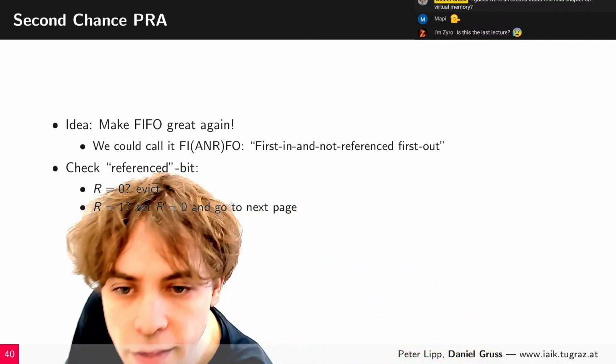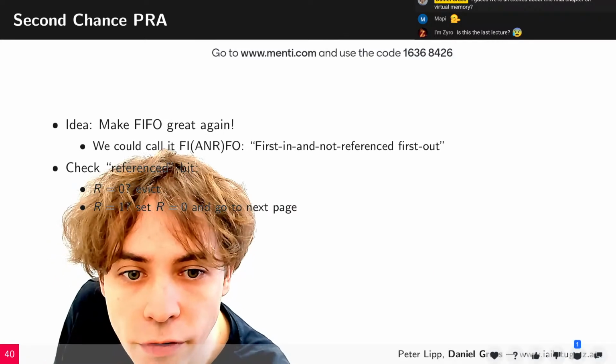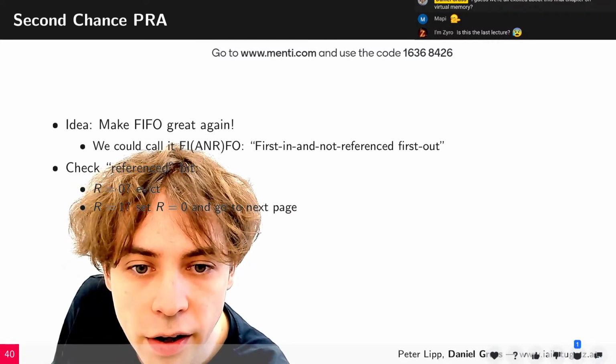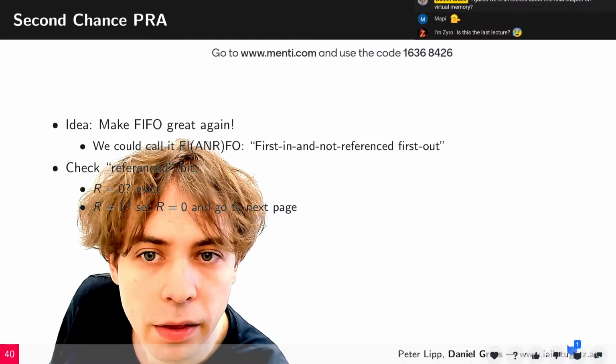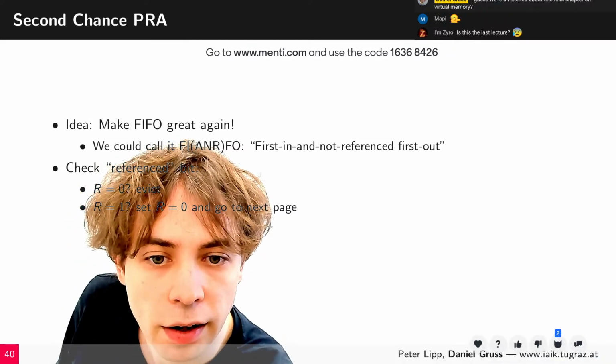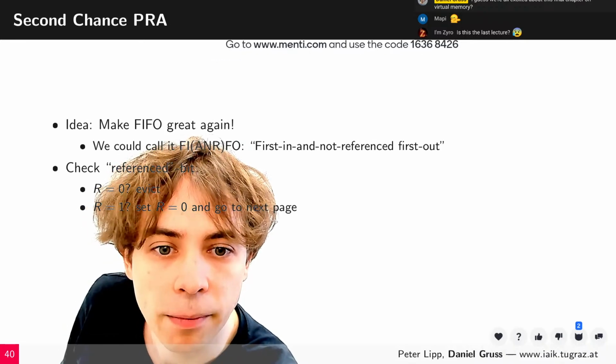And I'm just realizing that the Menti is not visible. I will, of course, make that visible here. And maybe also a bit smaller so that we can actually see everything.